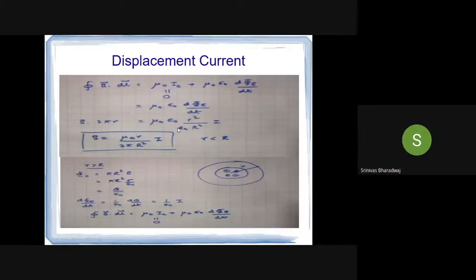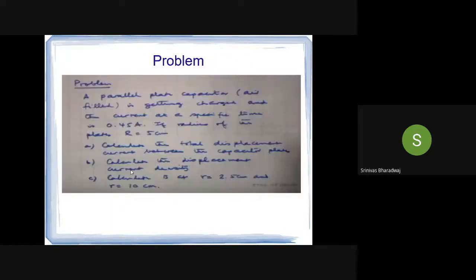So there is a portion over which you have the current flowing. Therefore, you have this mu naught I r by 2 pi R squared. That's B equals mu naught I r by 2 pi R squared. So that's how this whole thing works.